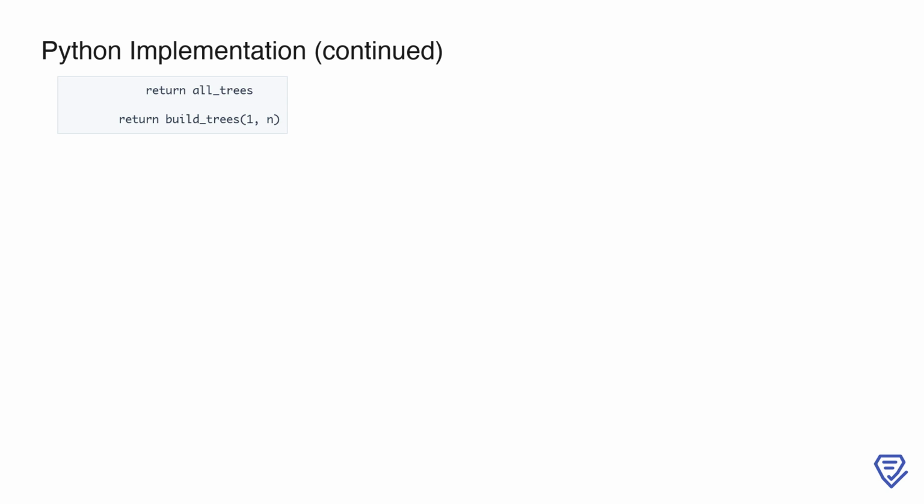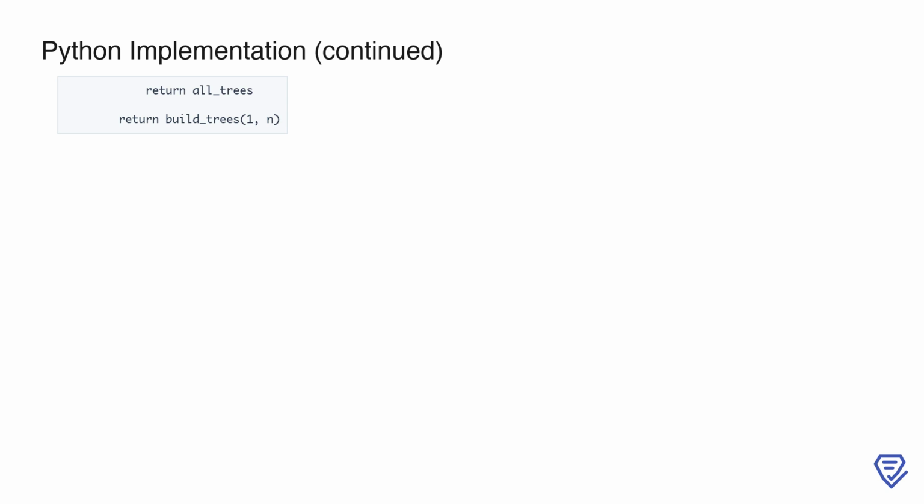Once we have the lists of possible left and right subtrees, we use nested loops to pair each left subtree with each right subtree. For each such combination, we create a new root node with the current root value. We then assign the left subtree to the root's left child and the right subtree to its right child.